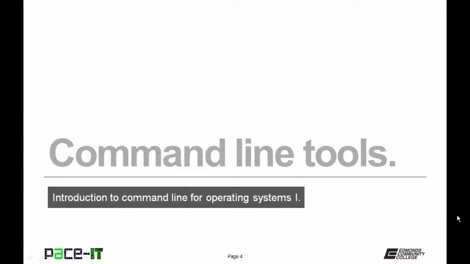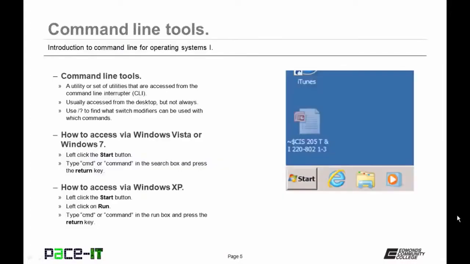We're going to start with command line tools and what they are. Now, command line tools can be a utility or a set of utilities that are accessed from the command line interpreter, the CLI. Usually it is accessed from the desktop, but not always. When you do have the command line up, you can use /? to find out what modifiers can be used with which commands.